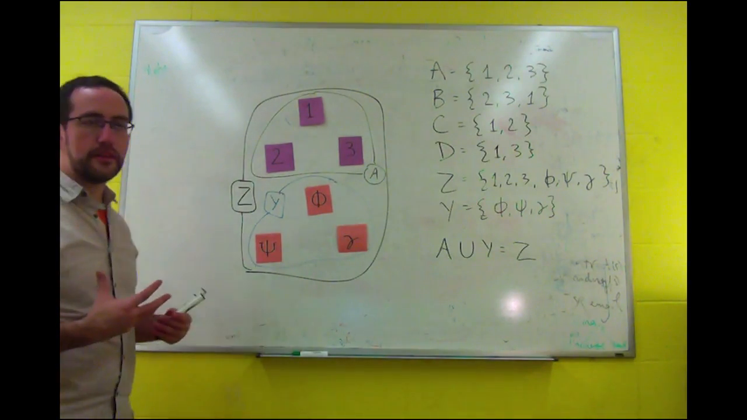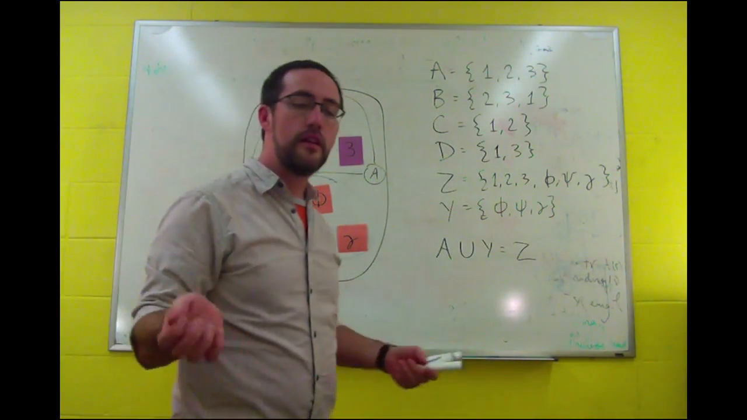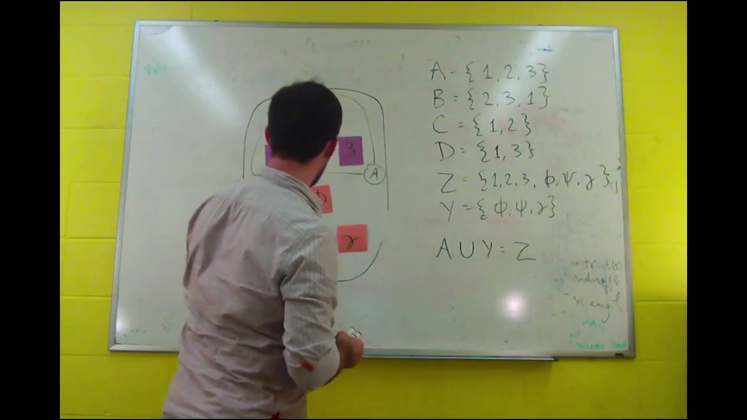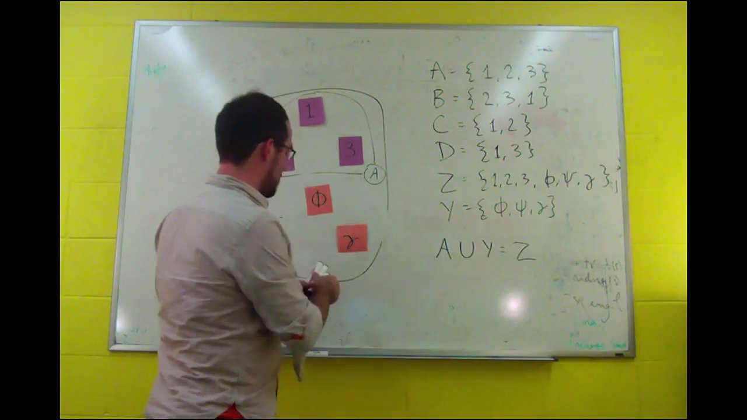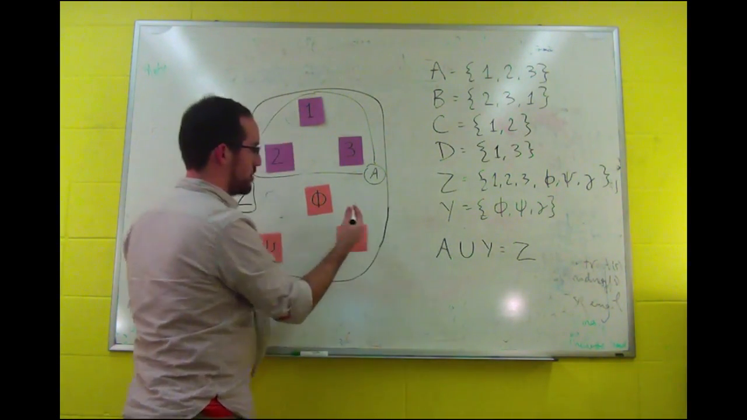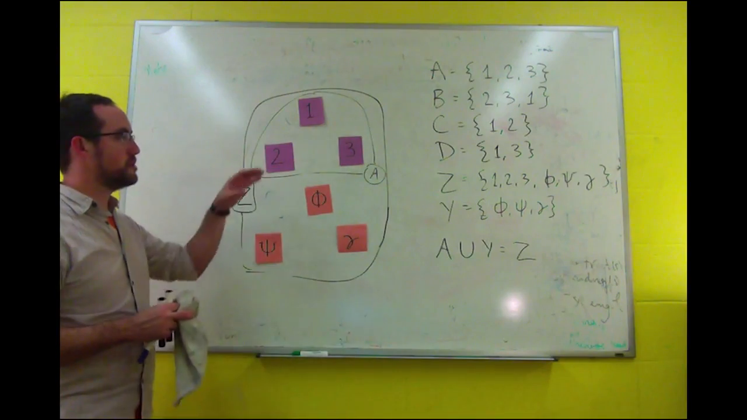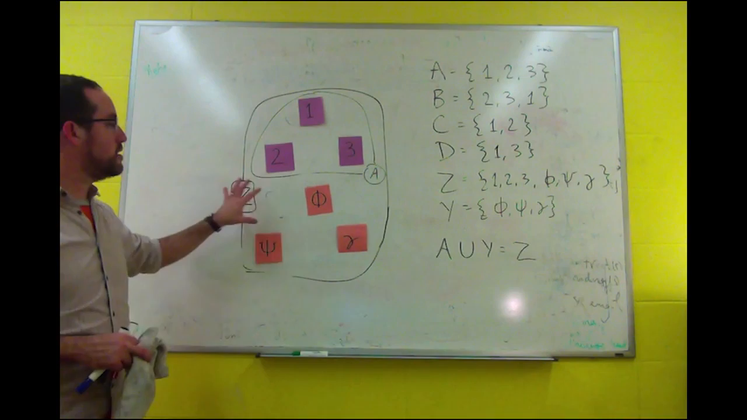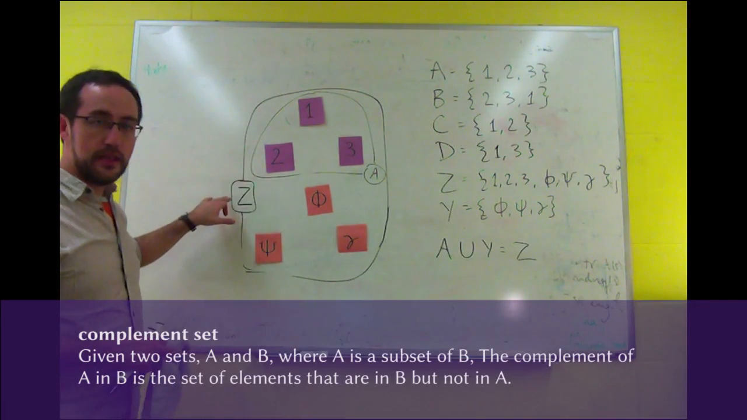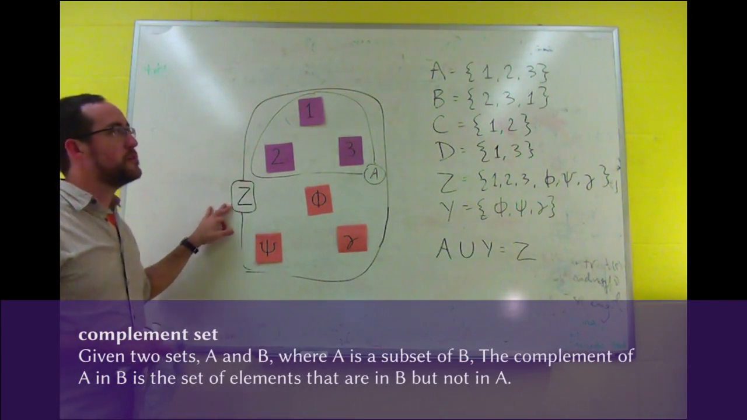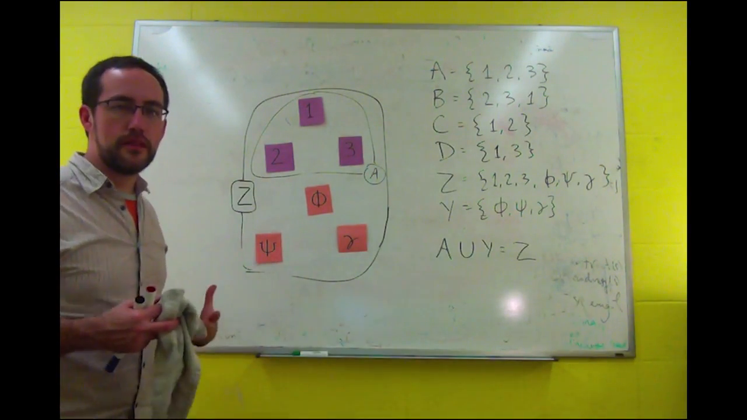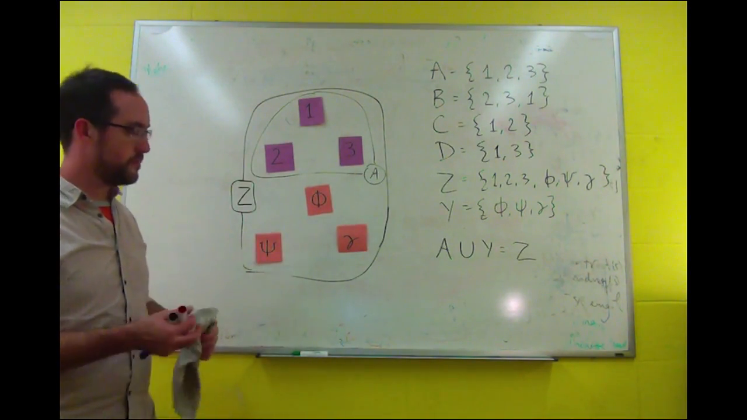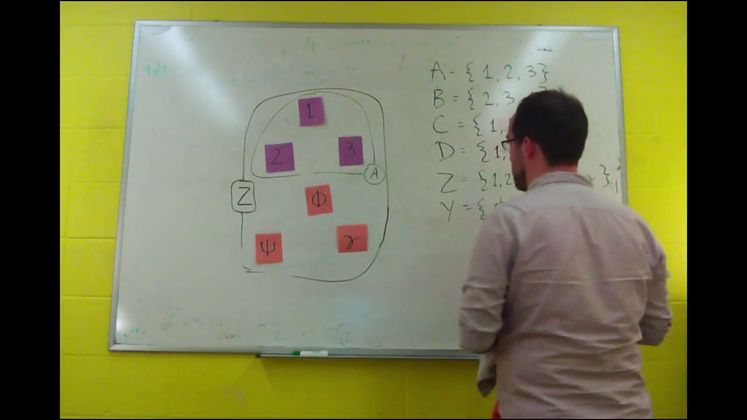Now, what if we want to talk about the things outside of the set? That's where we get the notion of complement. The notion of complement is pretty straightforward. It's the members within one set that are not in the members of another set. So a complement requires these two sets. So here's A, here's Z. A is a subset of Z. And when we want to talk about a complement, we want to talk about the members of the superset that are not in the subset. And as we say, that's the complement.